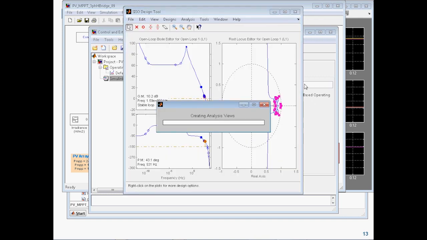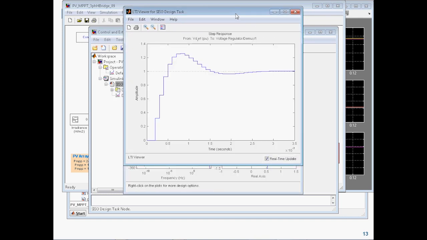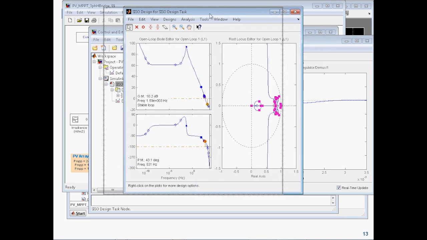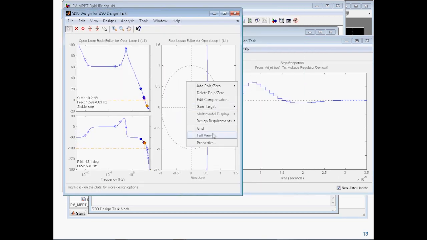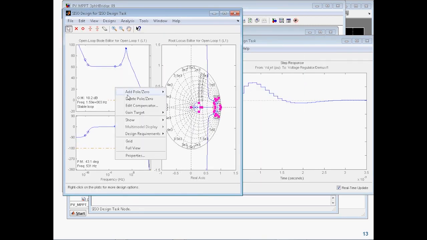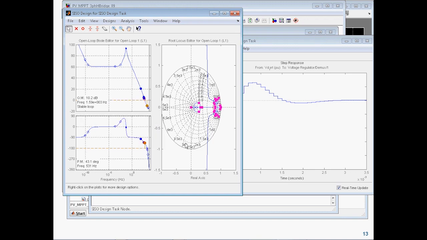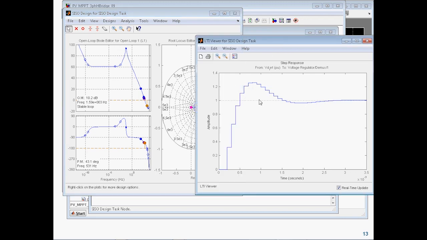So here, this is opening the step response of my system. Let me just put some grids on this. This is all using the Control System Toolbox and Simulink Control Design. So this is my compensator design task, and this is my response right now. This is my step response. Notice that there's a high overshoot right now with whatever gains I have.